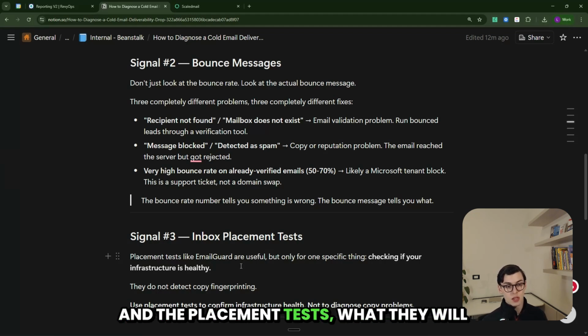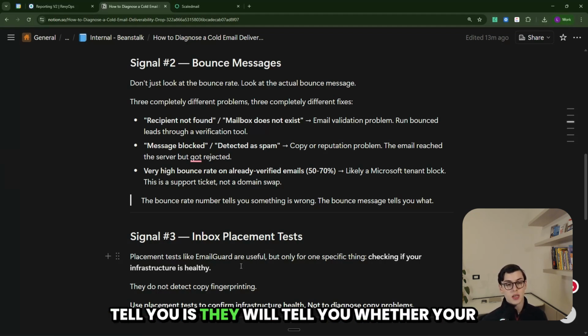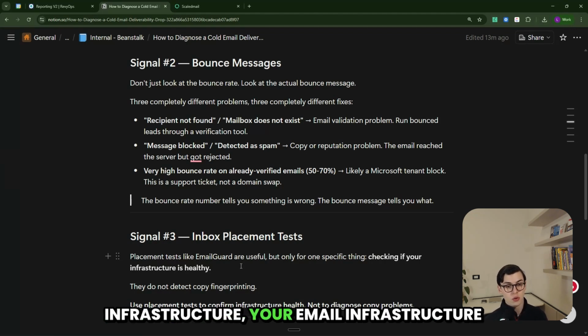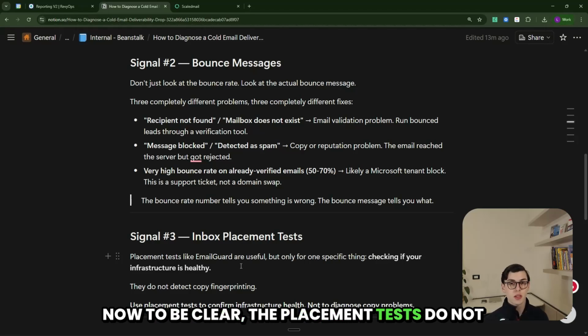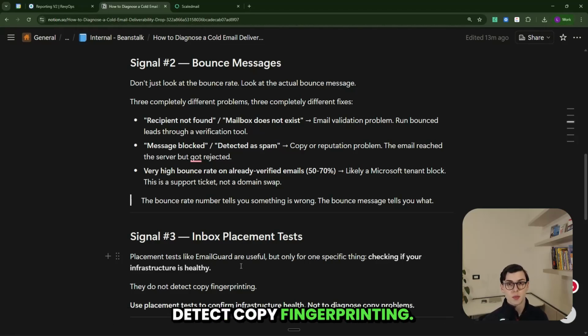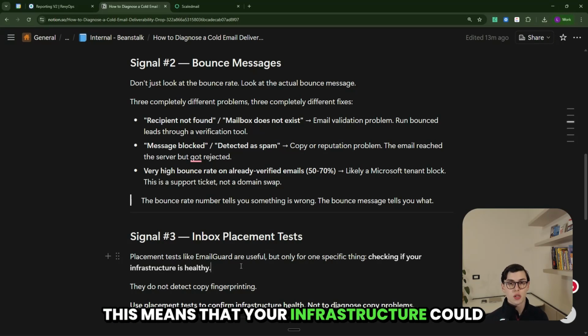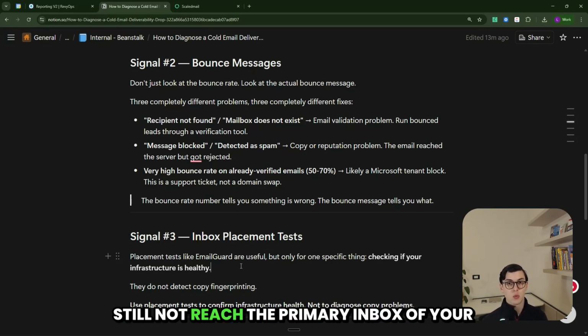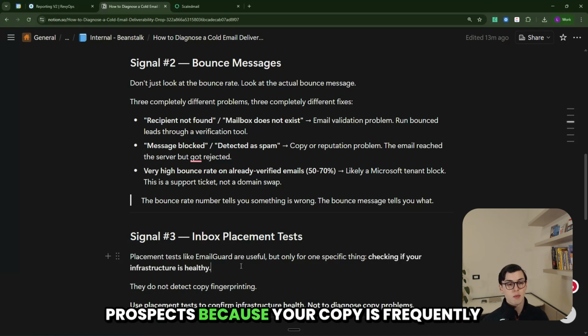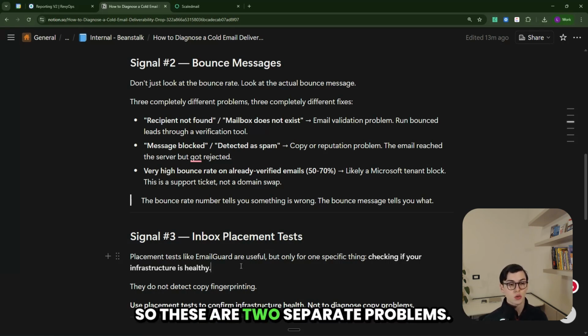And what the placement tests will tell you is whether your email infrastructure is in good shape, right? Now, to be clear, the placement tests do not detect copy fingerprinting. So this means that your infrastructure could be totally in good shape, but you might still not reach the primary inbox of your prospects because your copy is fingerprinted. So these are 2 separate problems.